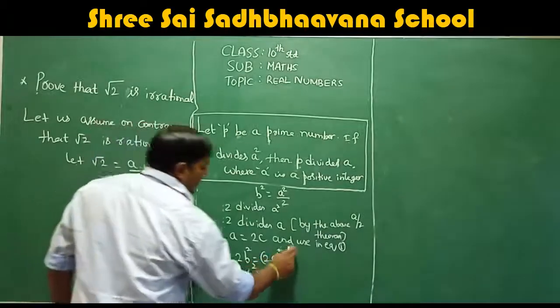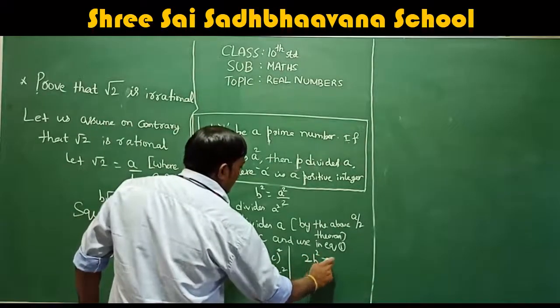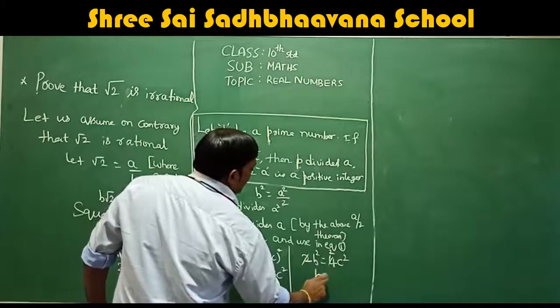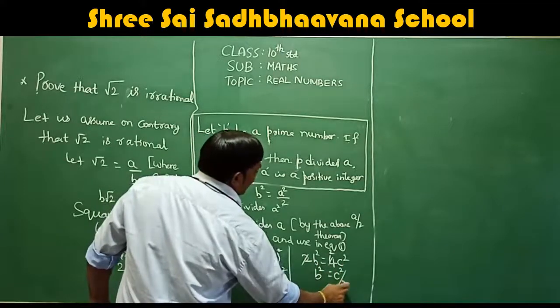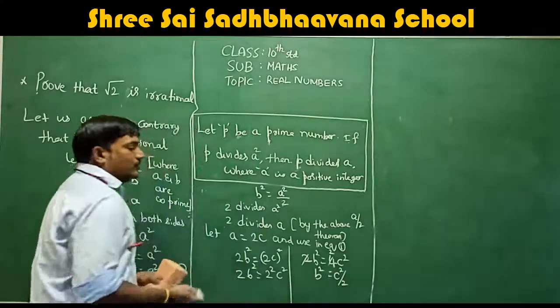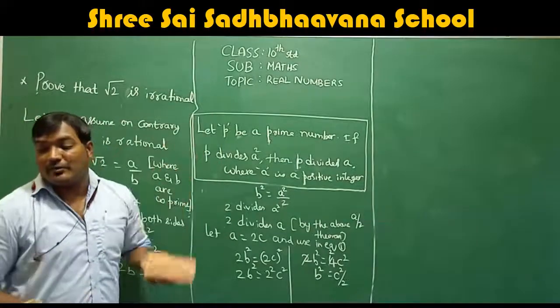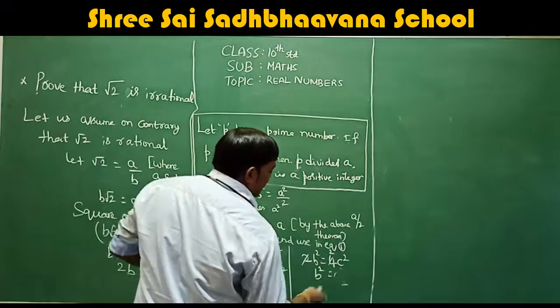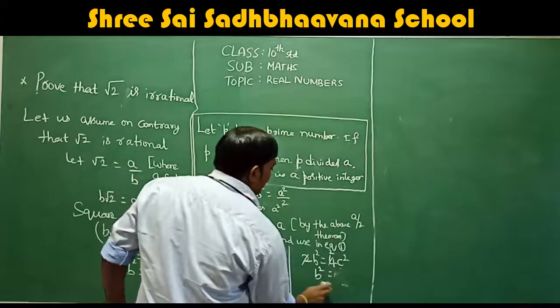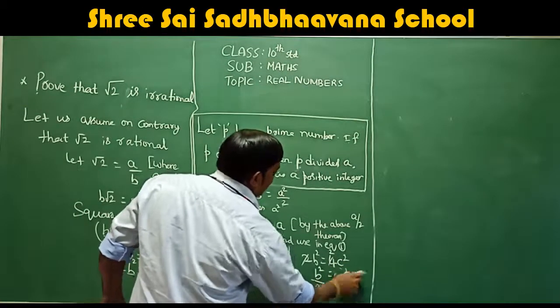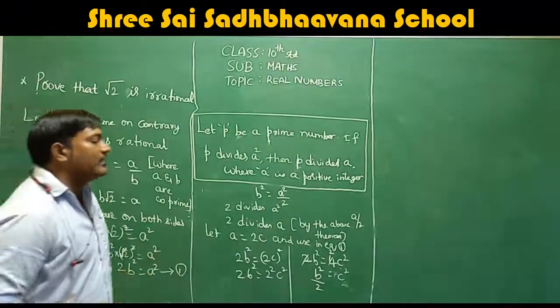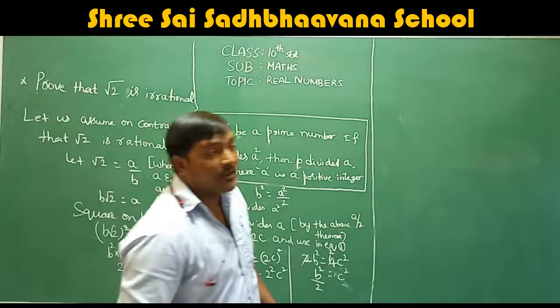Correct? Which is nothing but 2b square is equal to 4c square, and the 2s cancel. We proved b square is equal to 2c square. Let me write it in this way. Can I write b square by 2 is equal to c square? Correct? The 2 will come in the denominator. So b square by 2 is equal to c square.